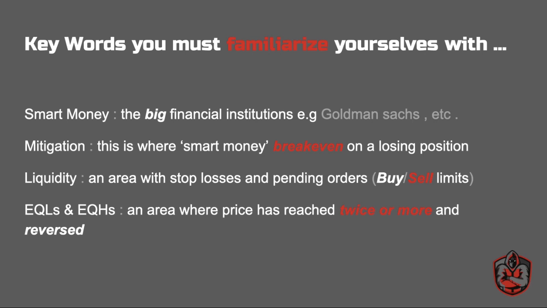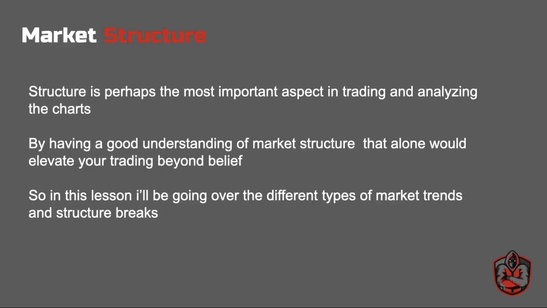Mitigation. Mitigation, you're going to hear me using that word quite a lot in the next lesson when I teach you guys all the blocks. Essentially, all it means is that this is where smart money break even on their losing position. Liquidity. Liquidity is simply an area where there's a lot of stop losses and pending orders. Equal lows and equal highs is just an area where price has reached twice or more and reversed, such as support and resistance levels, double tops, and double bottoms. So let's get straight into it.